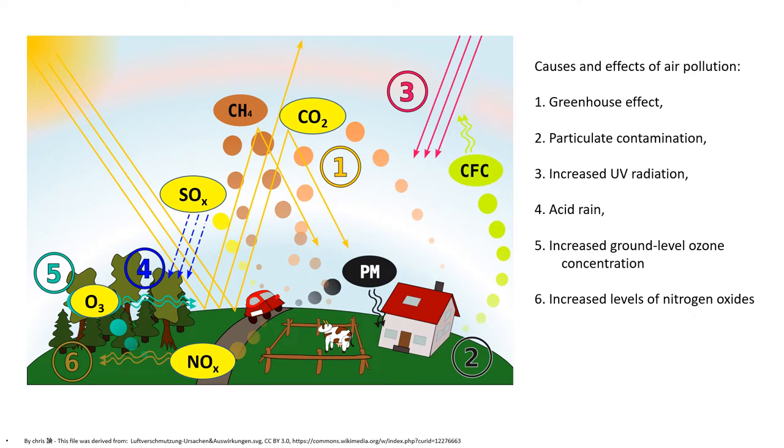The man-made sources, however, release even greater amounts of pollutants to the air. The list includes greenhouse effect, particulate contamination, increased ultraviolet radiations, acid rain, increased ground level ozone concentration, and increased levels of nitrogen oxides. We shall see these topics one by one.